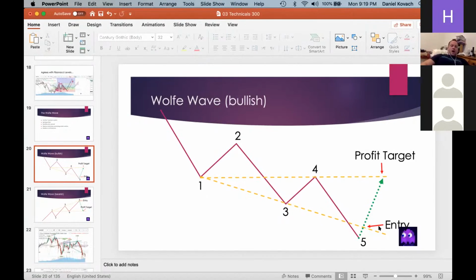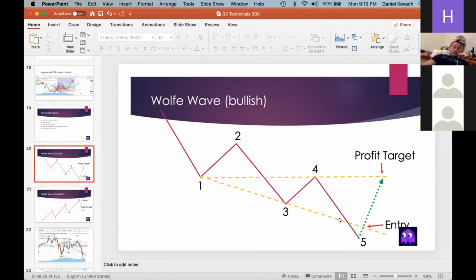Now, if you notice here, this line connects 1 and 3. So I could have easily entered here or here. Why is the red arrow pointing at entry at this point? It's not because it's my model and I just know that it's going to turn around because I designed the graph. It's because there's a trend. This guy can go as far as he wants, right? But until it comes back and intersects with this line, we don't consider it to be a trade.